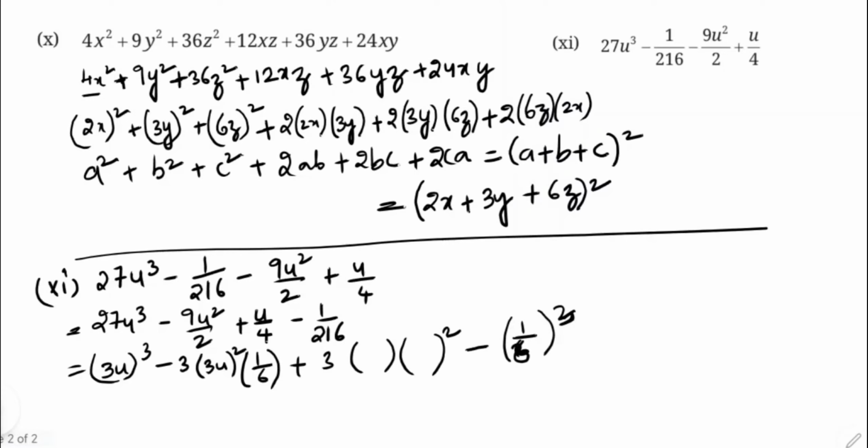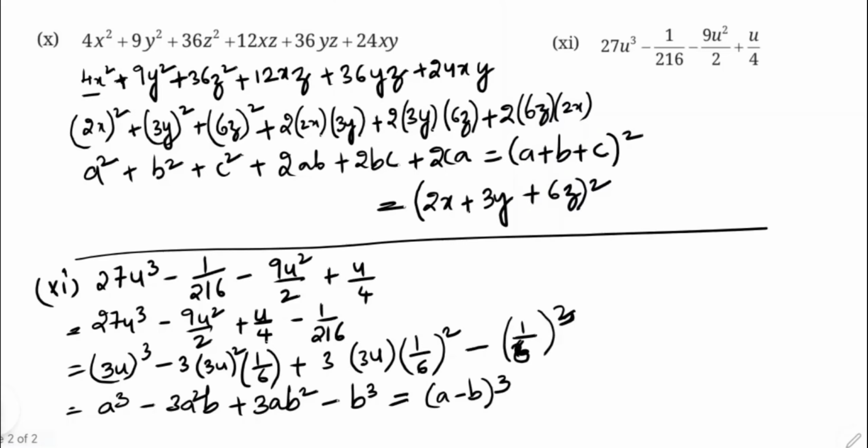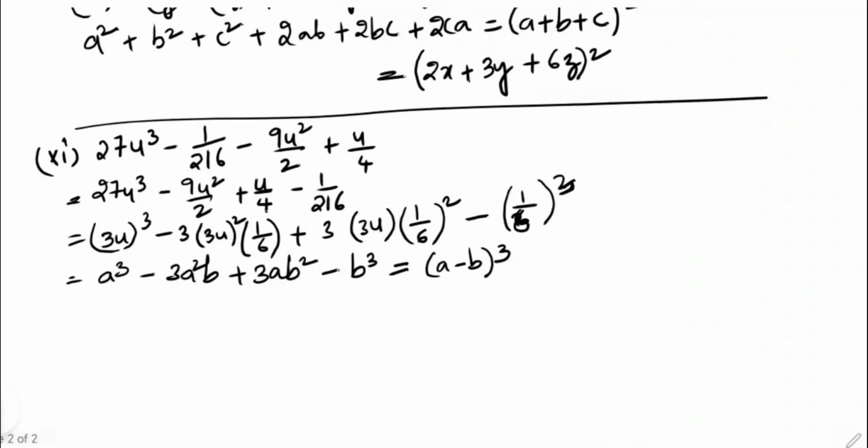So here we got a and b. So a is 3u and b is 1 by 6. Okay, so this is in the form of a cube minus 3a square b plus 3ab square minus b cube, which is equal to a minus b whole cube. So in place of a, we got 3u minus b is 1 upon 6 whole cube. So this is the required solution.